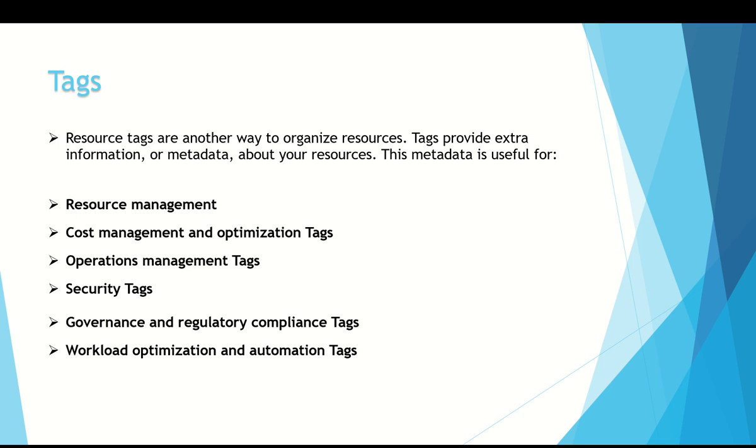Last but not least, workload optimization and automation tags can help you visualize all of your resources that participate in complex deployments. For example, you might tag a resource with its associated workload or application name and use software such as Azure DevOps to perform automated tasks on these resources.